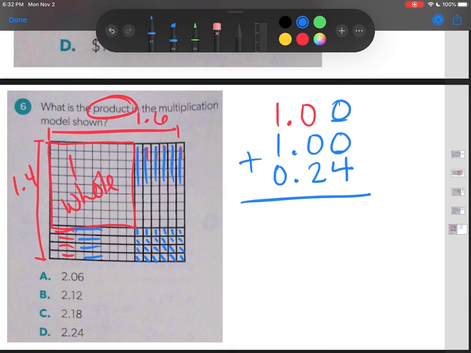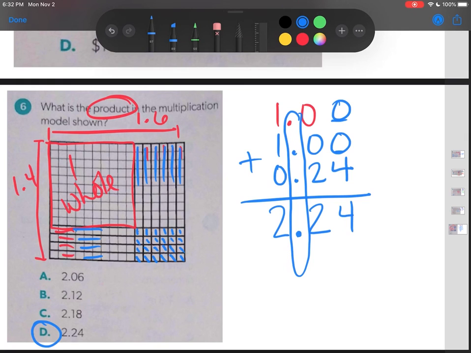And we can add those up to find our answer. Add our placeholder zeros, and you're ready to go. So 0 plus 0 plus 4 is 4. 0 plus 0 plus 2 is 2. 1 plus 1 plus 0 is 2. And then all of our decimals were in a line right here. So make sure you put your decimal underneath it. And we ended with 2 and 24 hundredths, which is D.